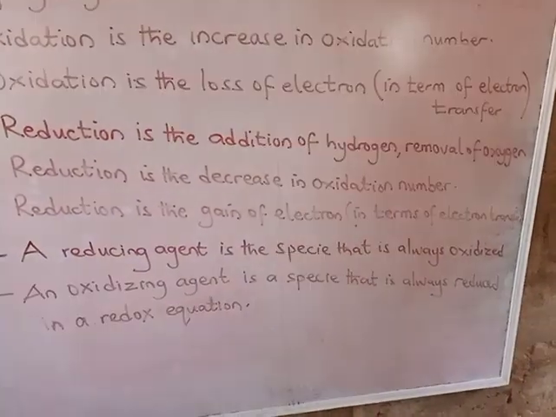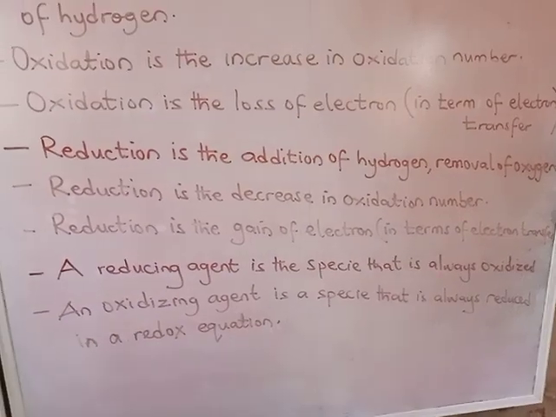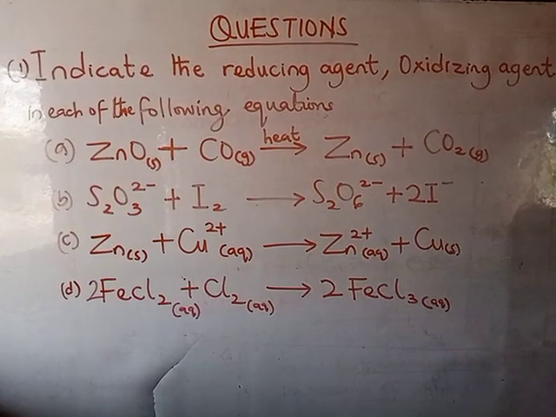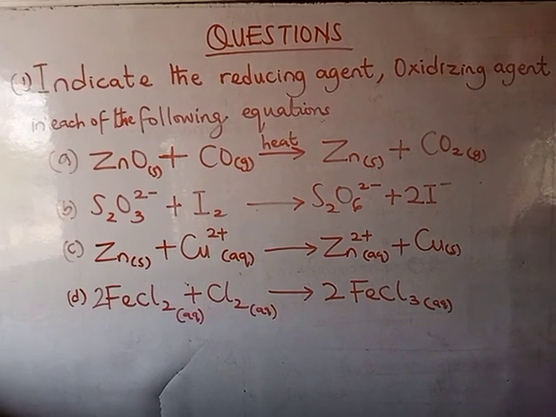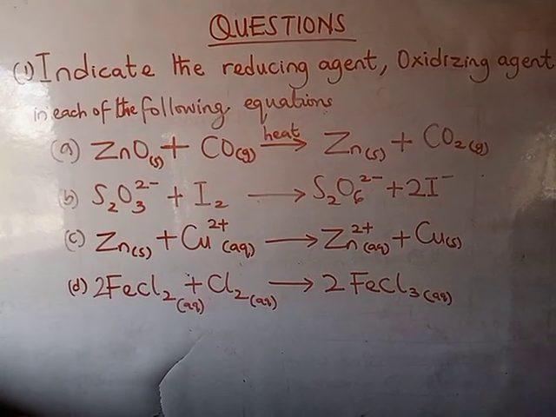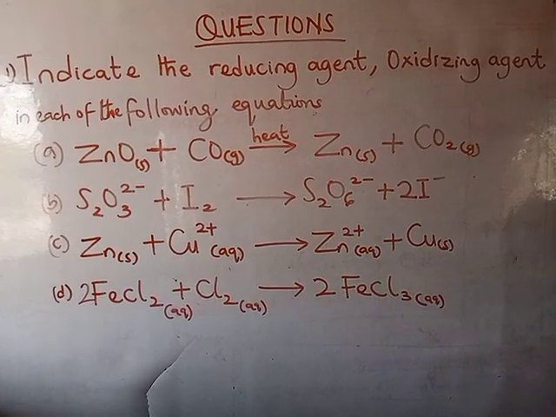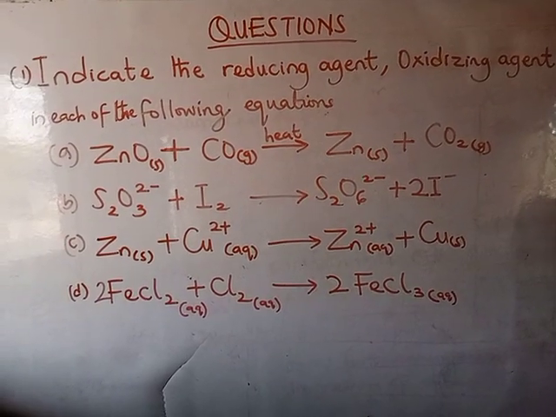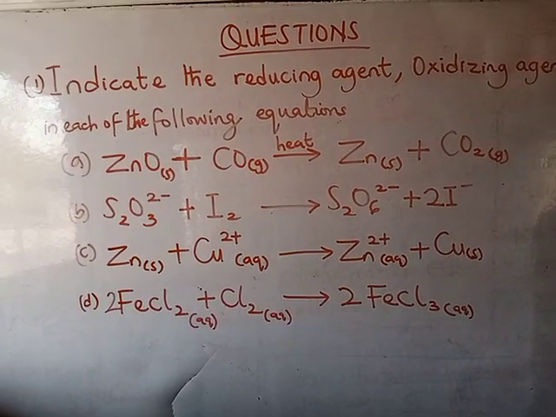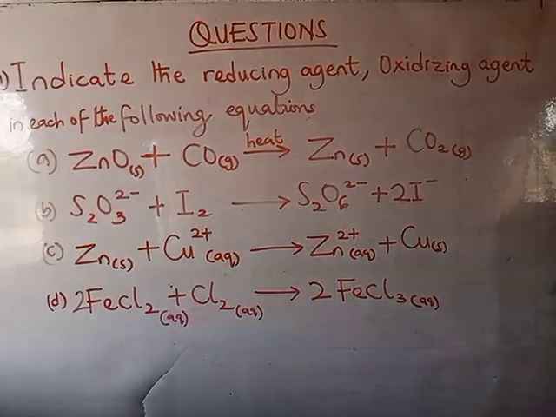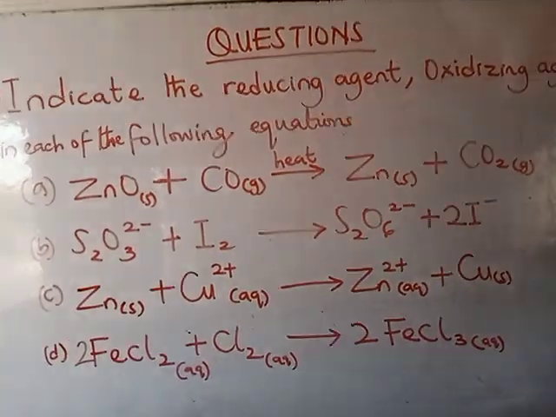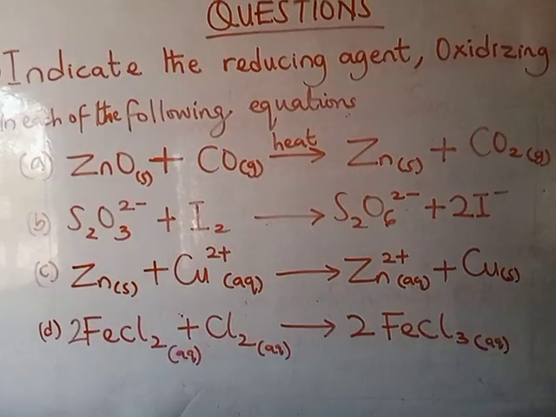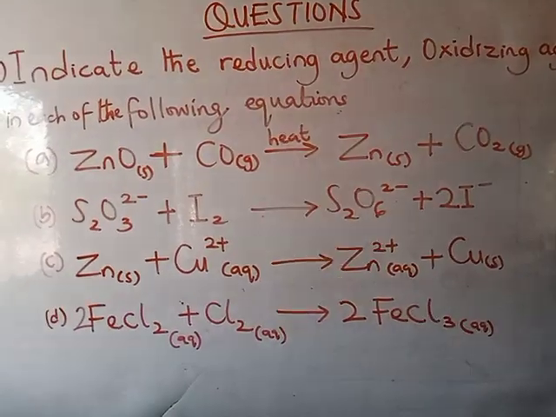So note that. We have some equations on the board. We have to indicate the reducing agent and the oxidizing agent in each of the equations. We have four. We're going to do two together, then I expect that you attempt the other two and leave your answer in the comment section.